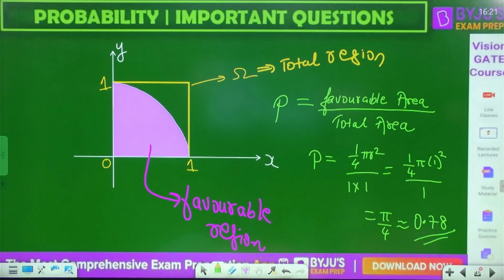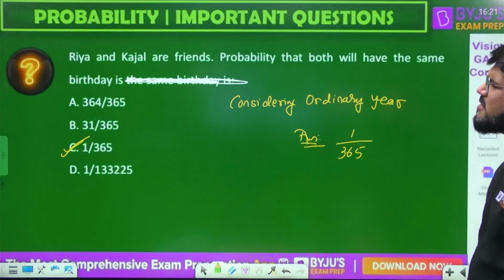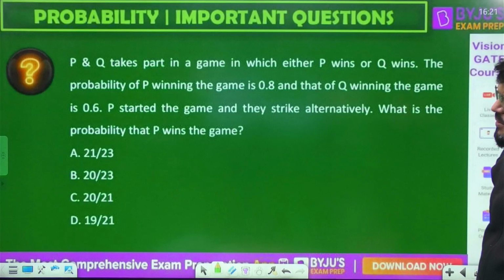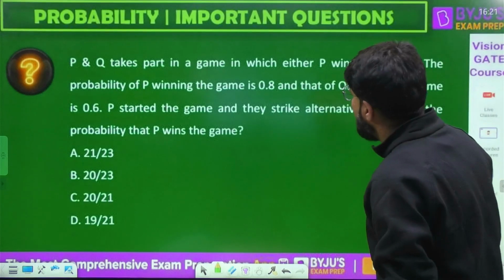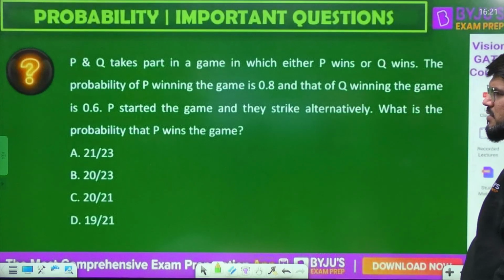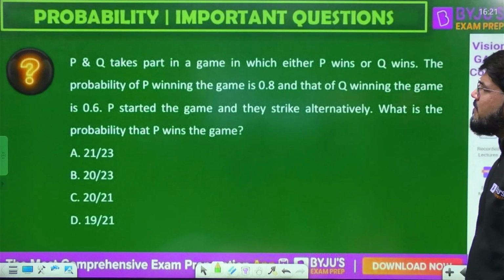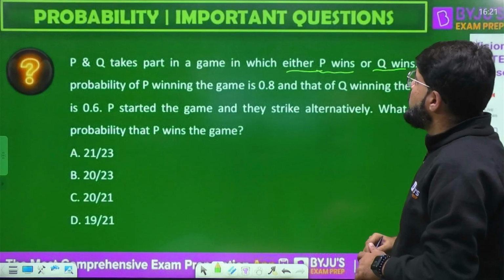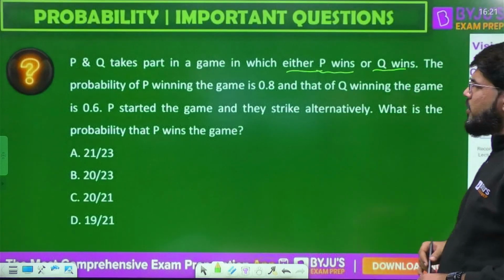Okay. Next category, let's take up the next question. It's probability, and I'm telling you it's all about practicing more and more variety. So let's take up the next variety. P and Q take part in a game, a very basic game, in which either P wins or Q wins. Either of them wins.